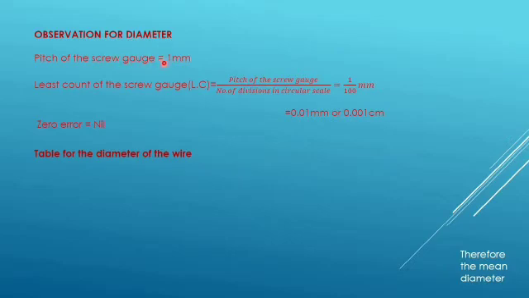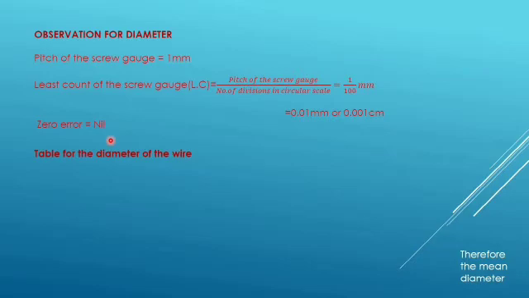The pitch of the screw gauge is 1 mm. Least count of the screw gauge is equal to pitch of the screw gauge upon number of divisions in the circular scale. Pitch is 1 mm and the circular scale divisions are 100. So the least count is coming out to be 0.01 mm, or if we write it in centimeter, it is 0.001 centimeter. Zero error is nil.